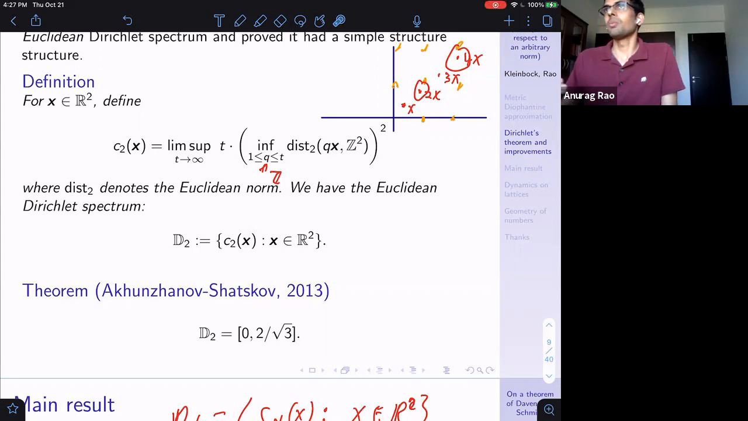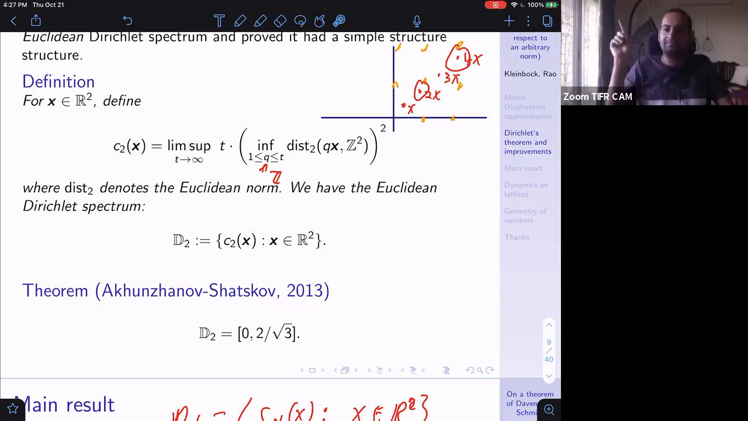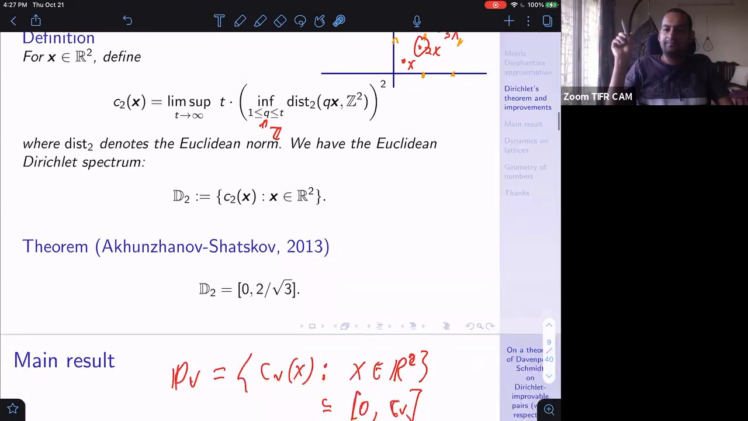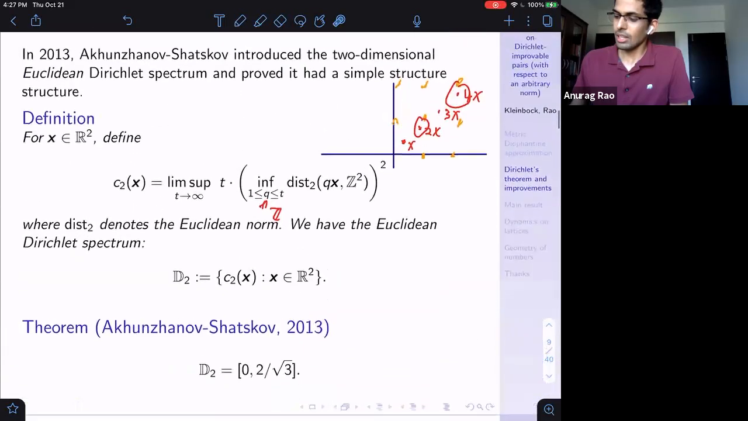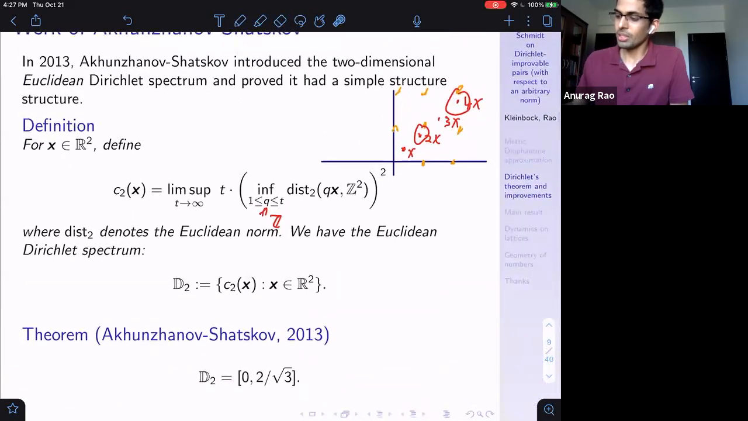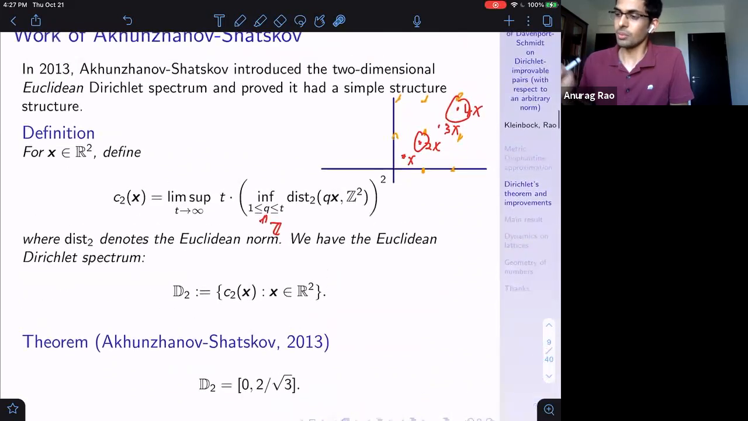I mean, maybe not, but in essence, we will see why one is the exact limit point of the spectrum.